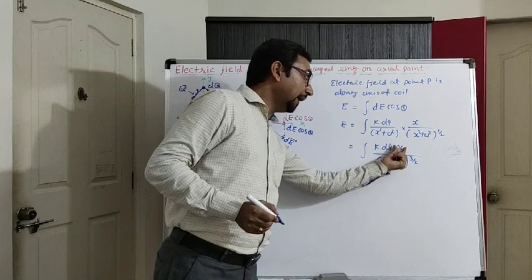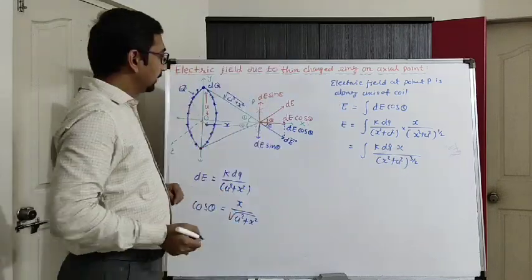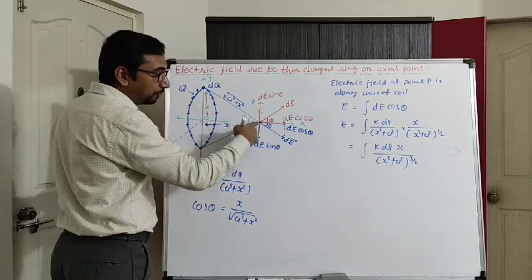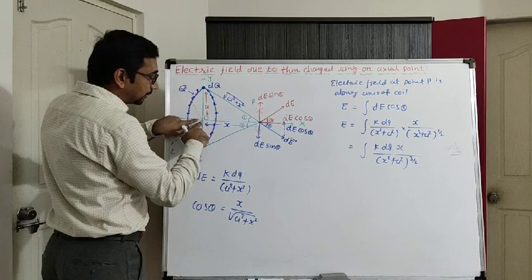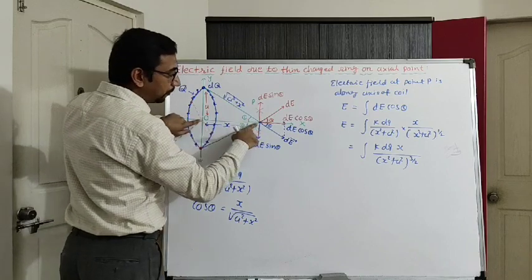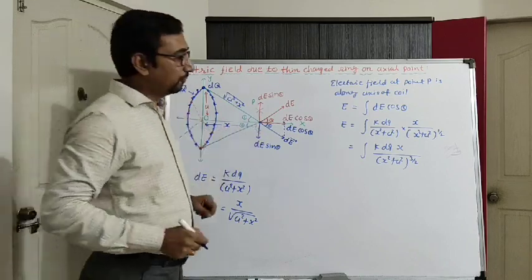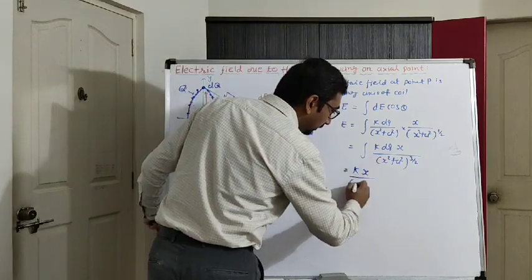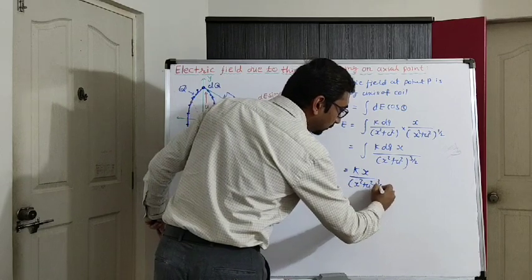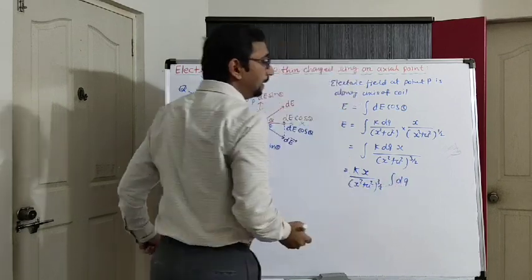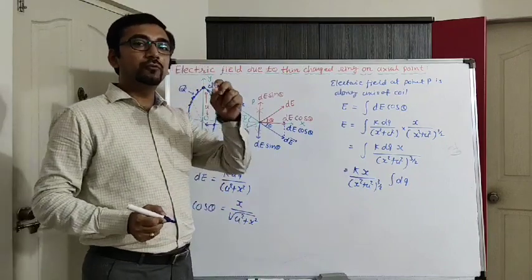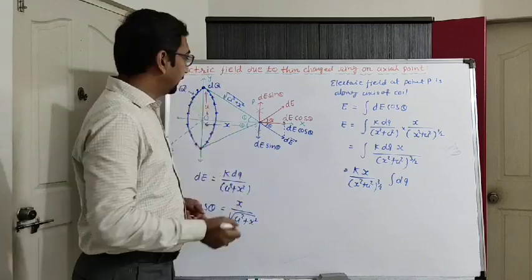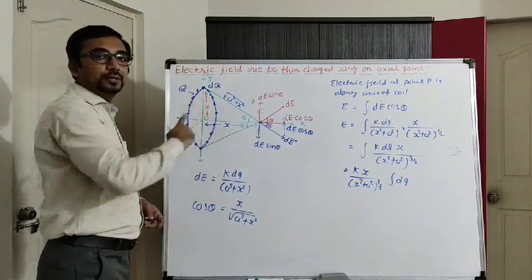K and x is also constant here. This is our point P where we want to find out electric field. So if point P is fixed, then the distance from center of ring to point P, which is x, is also a fixed value. So K, which is constant, x is also constant, and (x square plus a square) raised to 3 by 2 is also constant. So in integration, only dq will be there. So if we integrate dq, that will be equal to q, and q is the total charge present on the ring.